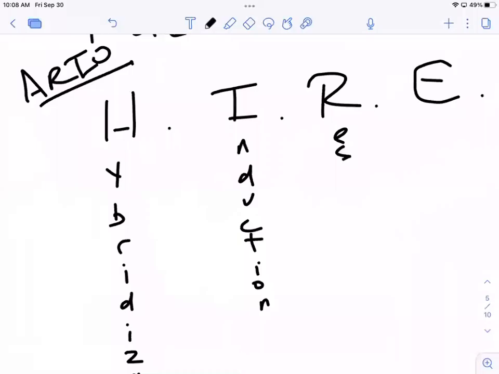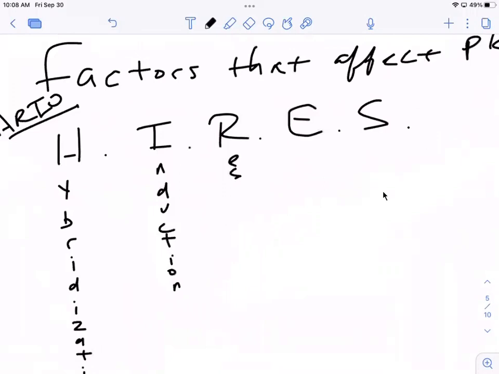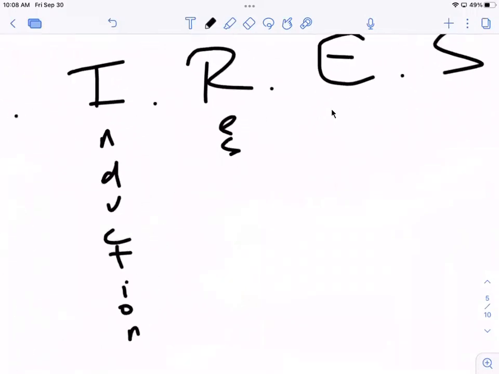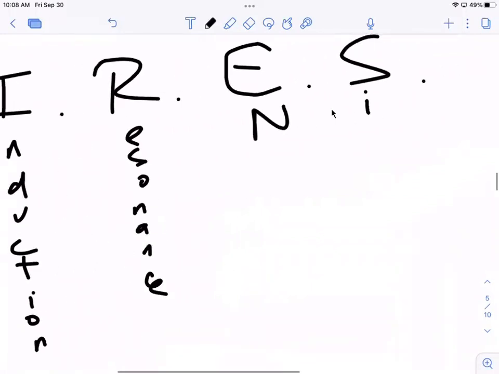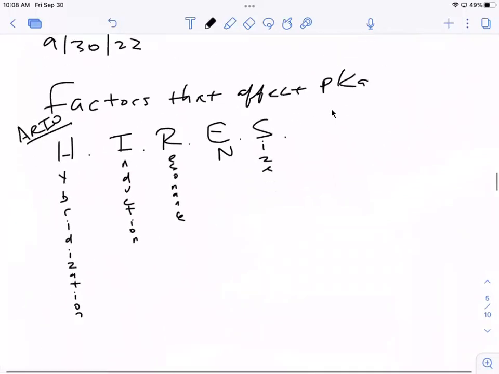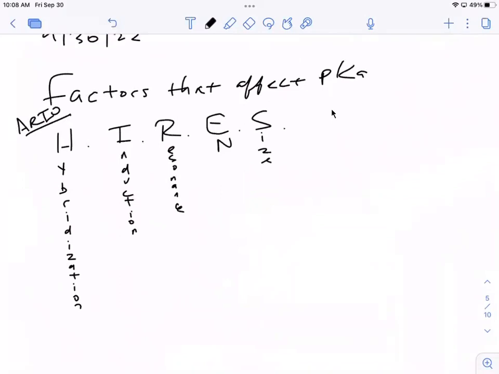I like it because it makes sense to me and it made sense in the previous classes, so I stuck with it. So resonance, electronegativity, I'm just going to put E in, and size. Right, so these are the 5 factors that affect pKa, right?